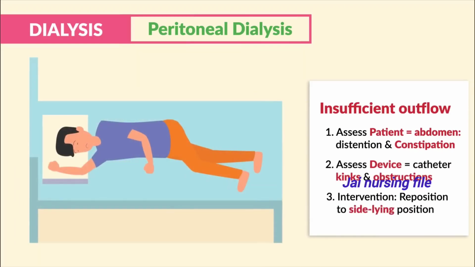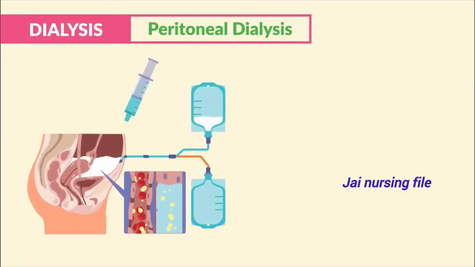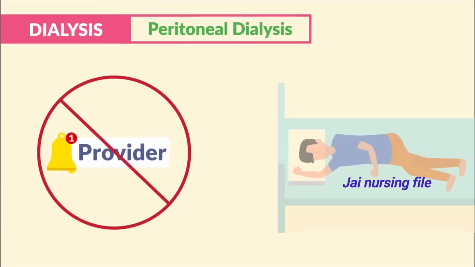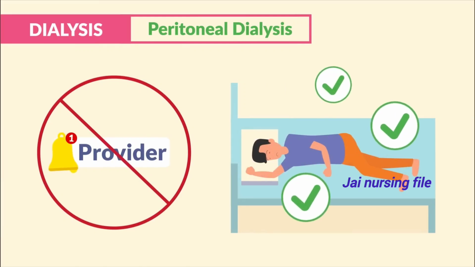And then very lastly, the biggest intervention here, write this down, we reposition to side-lying position. We don't flush the tubing initially. This can worsen an outflow problem. And there's no need to contact the provider, since repositioning will usually fix the problem.